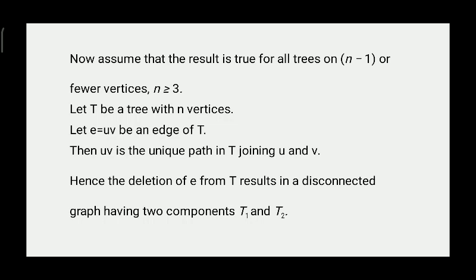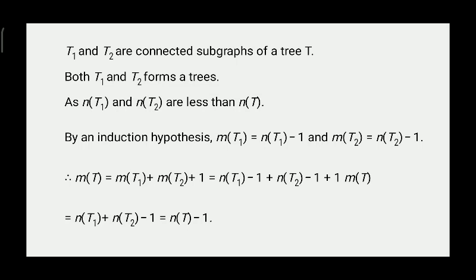Let T be a tree with n vertices, and let E equal to uv be an edge of T. Then uv is the unique path in T joining u and v. Hence, the deletion of E from T results in a disconnected graph having two components, say T1 and T2, where T1 and T2 are connected subgraphs of the tree T. Both T1 and T2 form trees. As the number of vertices in T1 and in T2 are less than the number of vertices in T, by the induction hypothesis, we may write m of T1 equals n of T1 minus 1 and m of T2 equals n of T2 minus 1. Therefore, m of T is equal to m of T1 plus m of T2 plus 1, which gives n of T1 minus 1 plus n of T2 minus 1 plus 1.